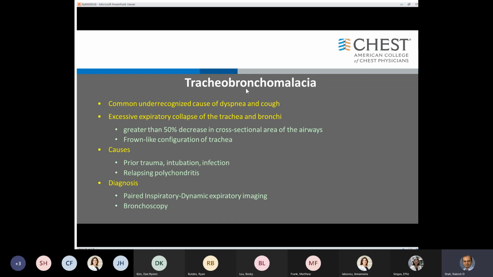And maybe that has caused the tracheomalacia. So this is one of the theories, and it's published. Something to think about. And you make the diagnosis by doing the paired inspiratory and dynamic expiratory imaging. And certainly you would be able to make that on bronchoscopy.